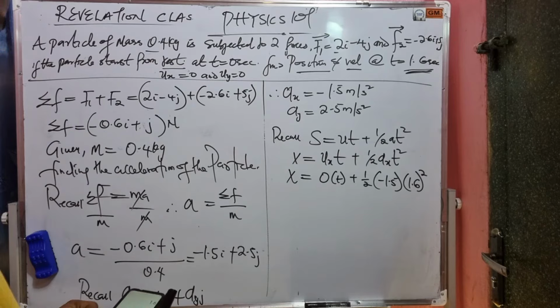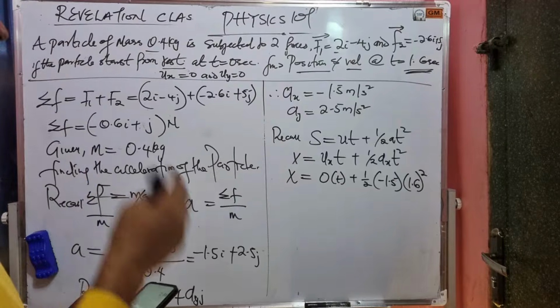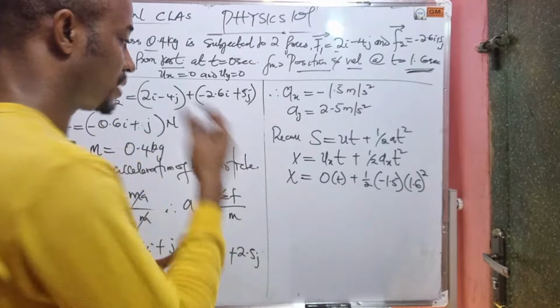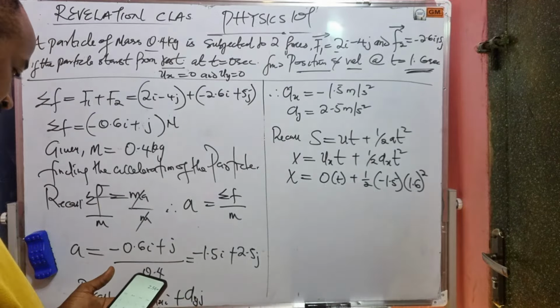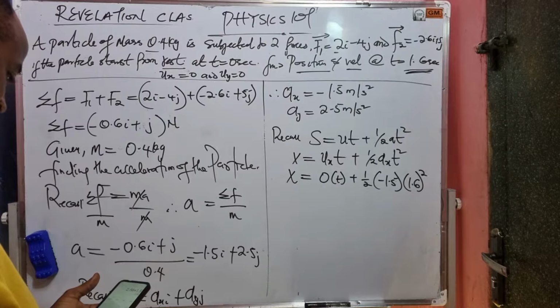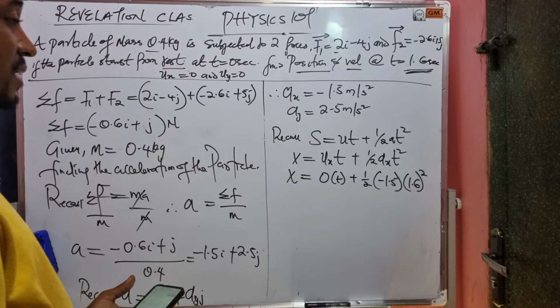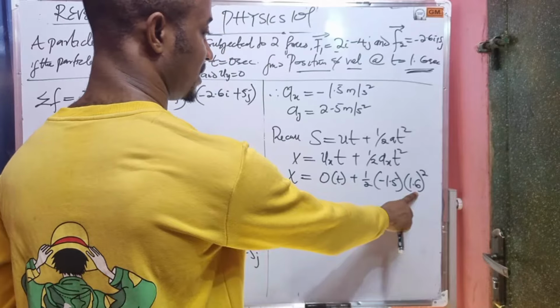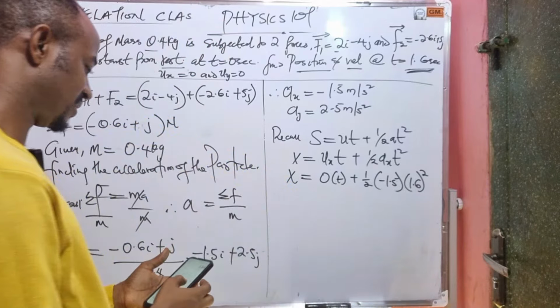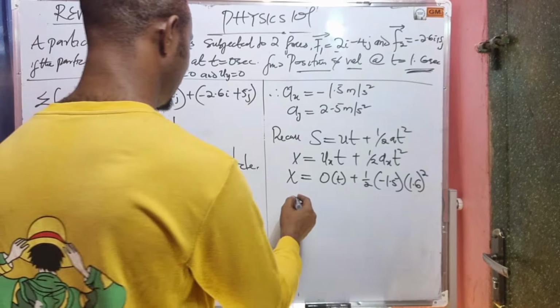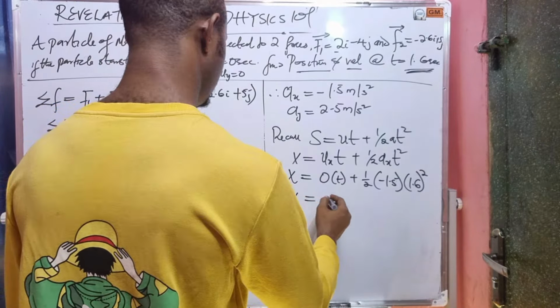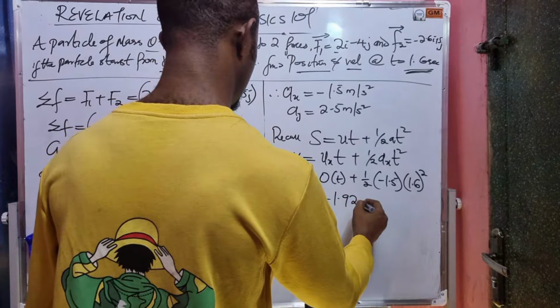1.6 squared is 2.56. Times minus 1.5, here we have minus 3.84. We square this, multiply with this, then divide the result by 2. We have 1.92. So my x position is simply minus 1.92 meter.